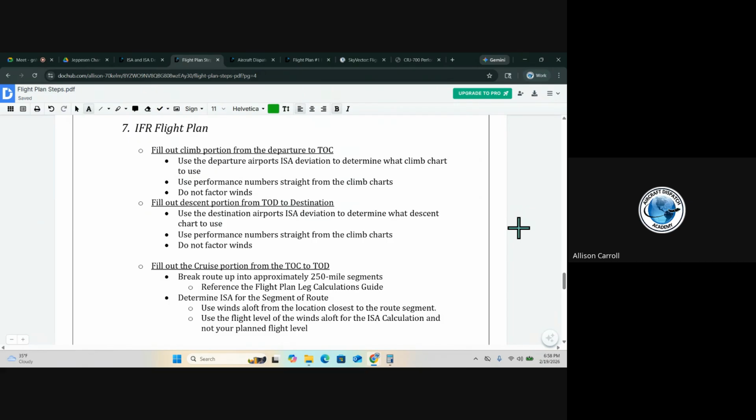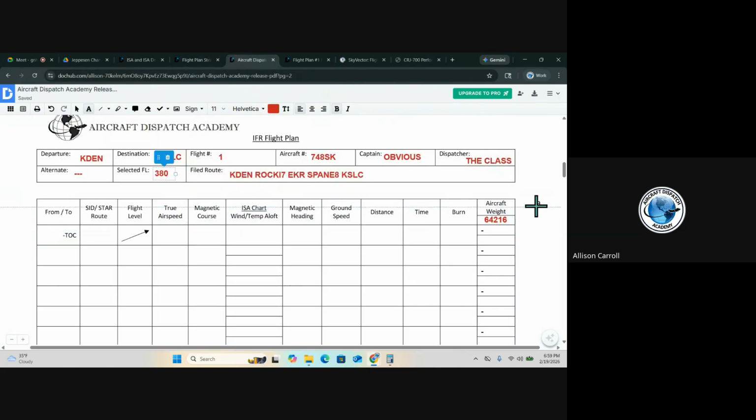Okay. But the more you do it, the more it makes sense. But with this process, follow these bullet points right here. This first bullet point with the IFR flight plan, now we are getting into performance numbers. Okay. Up until this point, it has all been estimates. We found our estimated time of arrival. We found our estimated fuel. We found our estimated takeoff weight. They've all been estimates so far.